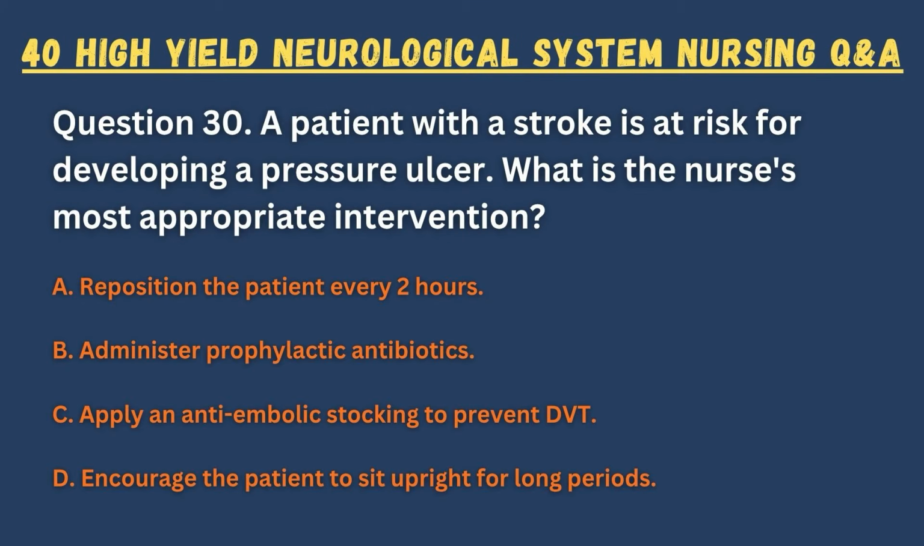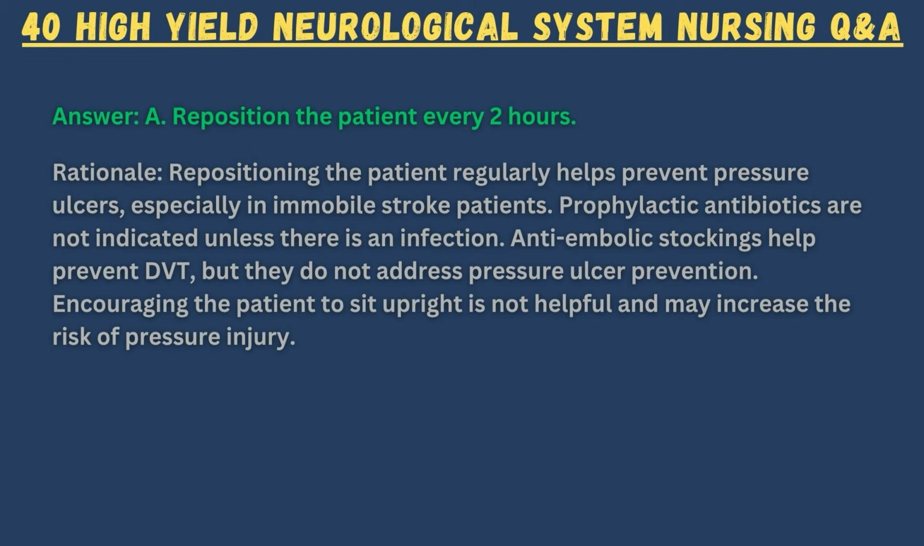Question 30. A patient with a stroke is at risk for developing a pressure ulcer. What is the nurse's most appropriate intervention? A. Reposition the patient every 2 hours. B. Administer prophylactic antibiotics. C. Apply an antiembolic stocking to prevent DVT. D. Encourage the patient to sit upright for long periods. Answer: A. Reposition the patient every 2 hours.